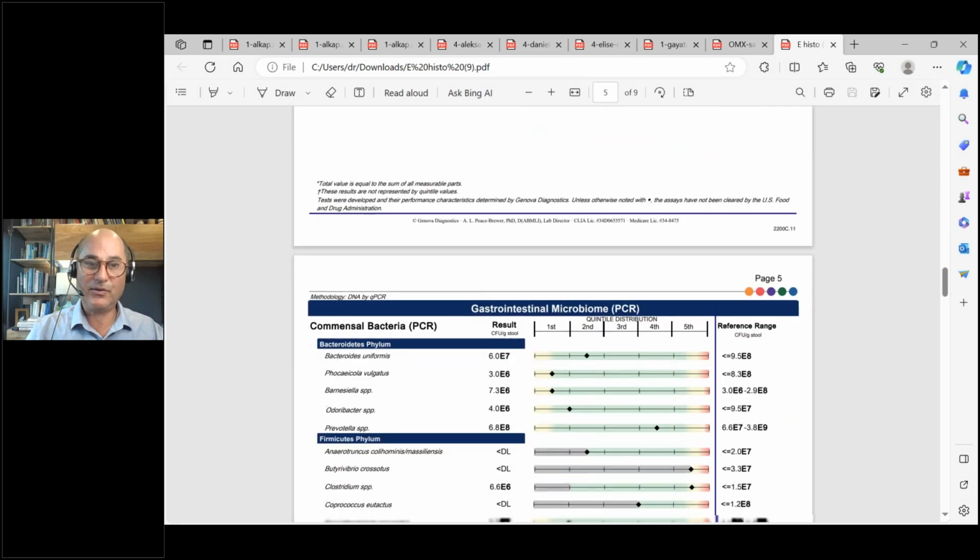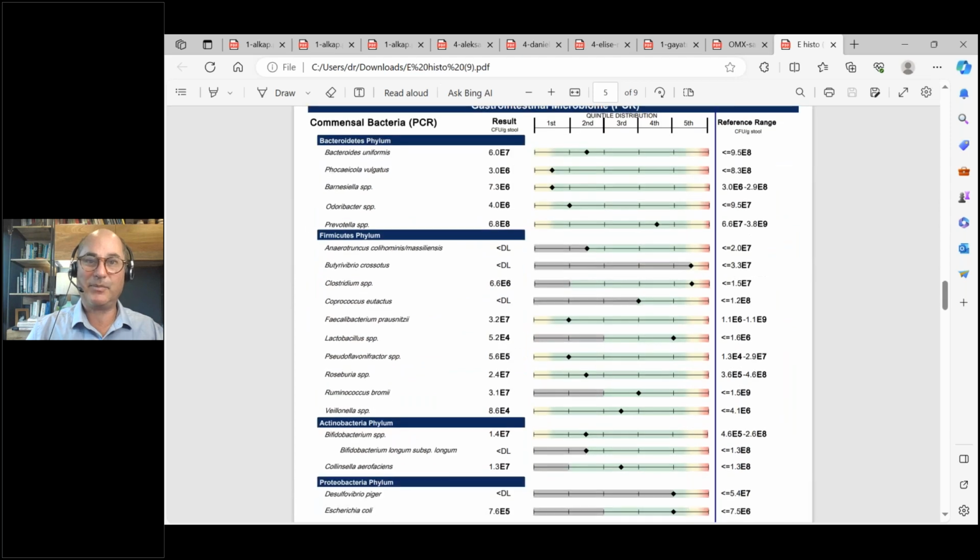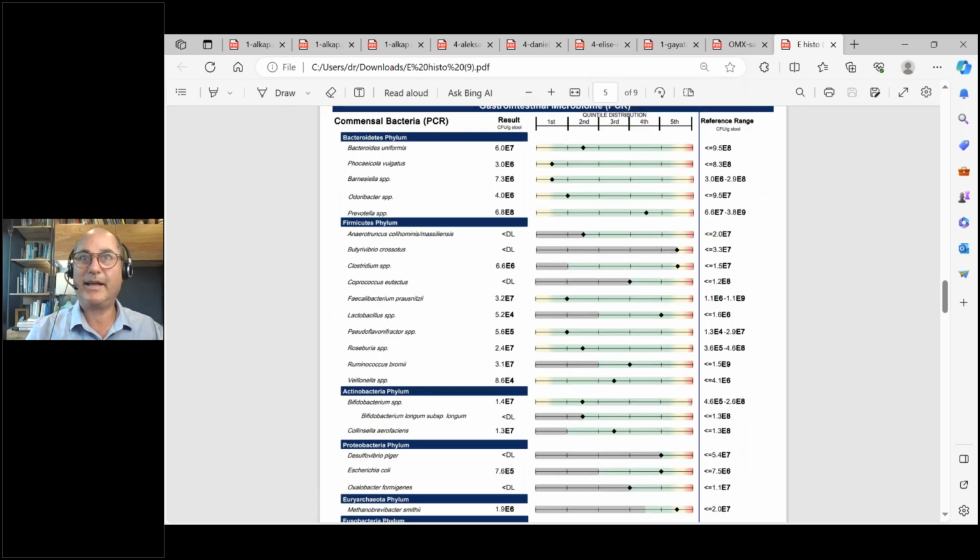And then you can also look at the commensal bacteria on PCR, which is right here. And you can see, is there a pattern where they're low? Let's just look at them and see. Well, these are commensal bacteria. These are good bacteria. These two are low. DL means underneath detected limit. So these are all low. I'm circling the low ones here. DL, DL, DL. Yeah, a lot of them. 1, 2, 3, 4, 5, 6, 7, 8, 9. At least 9, 10 of these are low.